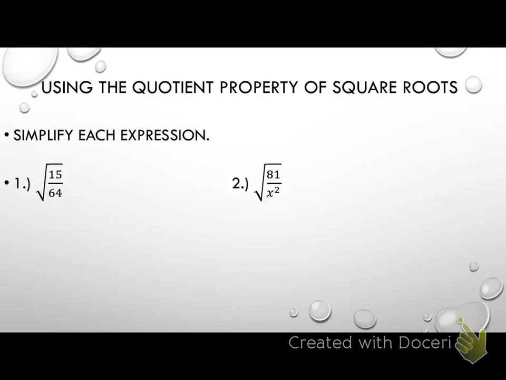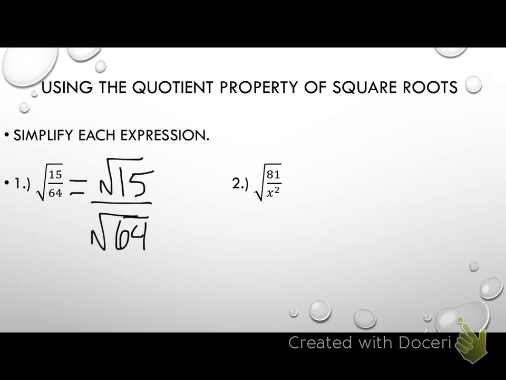Square root of 15 over 64. My first step will be to split them up into their own radicals just like this. That's my quotient property right there taking place. Giving my numerator its own square root, my denominator its own square root. Now I just simplify both radicals. Square root of 15 is already in simplest form because there are no perfect squares that can go into 15. So it just stays as the square root of 15. Square root of 64 is just 8, so it just simplifies down to 8.